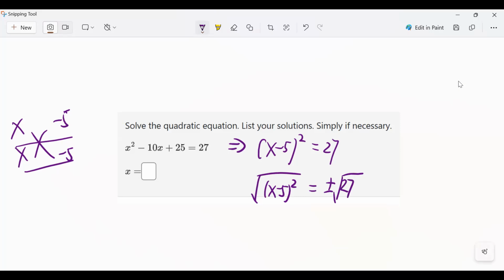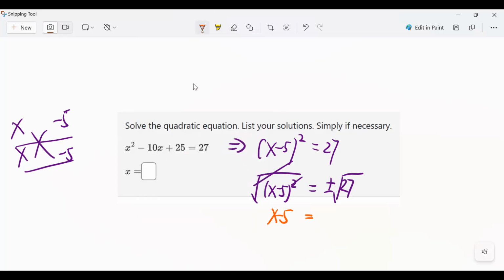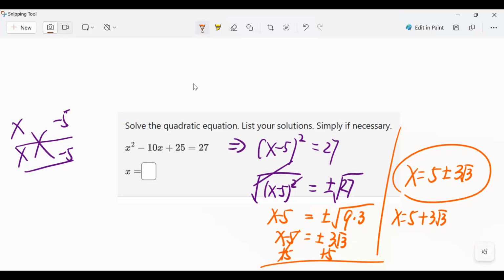So the square and square root cancel each other, and we end up with x minus 5 on the left. On the right, we will simplify. 27 is 9 times 3, and the square root of 9 is 3, so x minus 5 equals plus or minus 3 radical 3. If you add 5 on both sides of the equation, x equals 5 plus or minus 3 radical 3. So two solutions: x equals 5 plus 3 radical 3, and x equals 5 minus 3 radical 3.